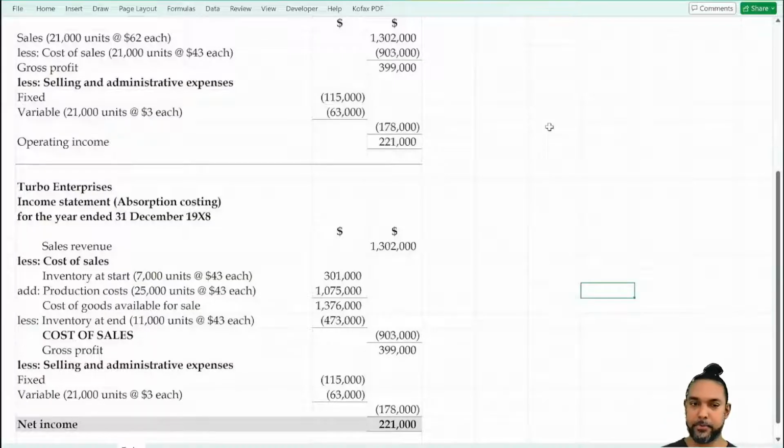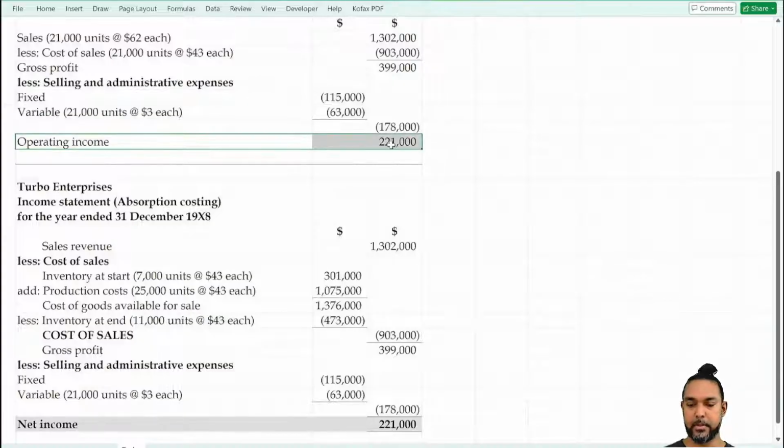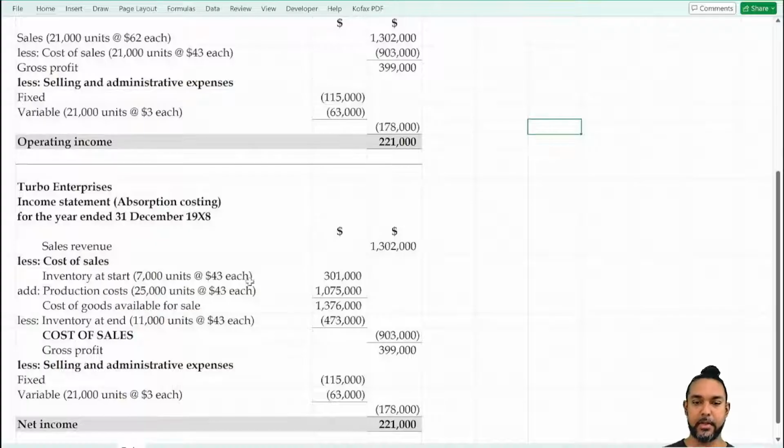Okay. So, folks, as you can see, the operating income or net income is the same whichever way you do it. So hopefully you're good with that. If not, you could let me know. You could send me a pic of your work.